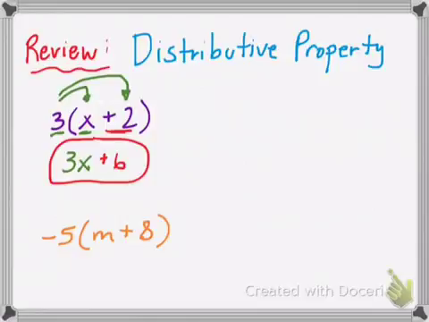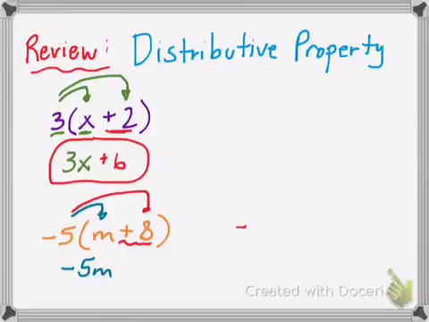And then let's take a look at our example in orange, negative 5 times the quantity of m plus 8. So here we have a negative value. Still the same idea. I do negative 5 times m, which I know is negative 5m. And then let me switch colors. I do negative 5 times this positive 8. I can read it as plus 8, positive 8.